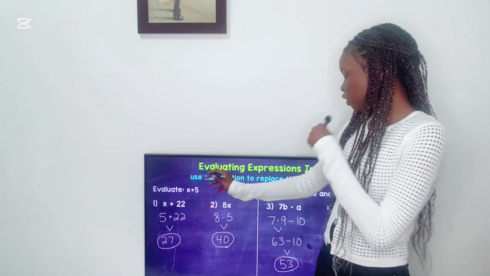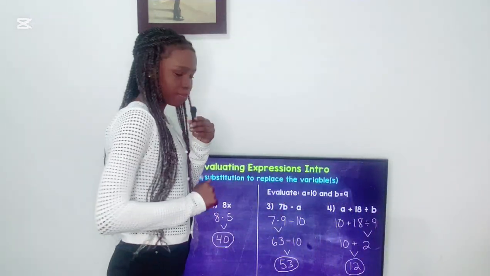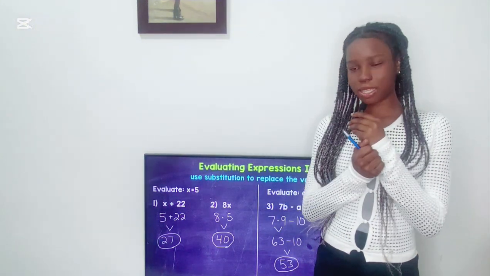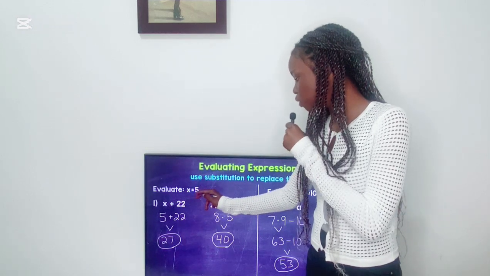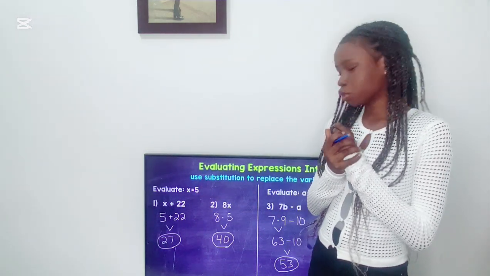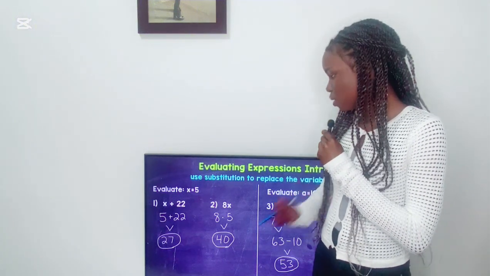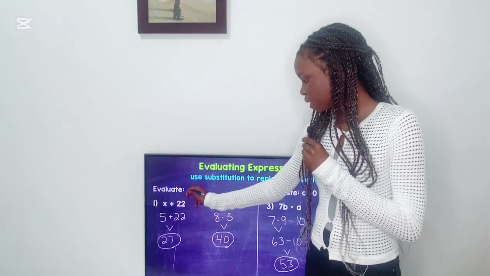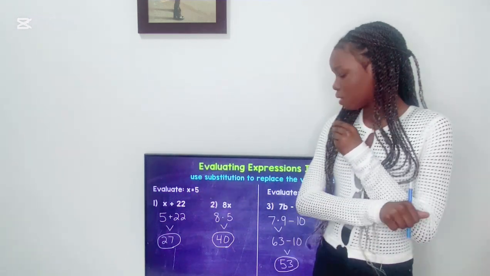The rule says use substitution to replace the variables. So what is our variable? X. Let's move right into number 1, which says evaluate, where x is equal to 5. What is our first rule again? To use substitution to replace the variables. So what is our substitution here? It is 5. We're replacing x with 5. So x is equal to 5.